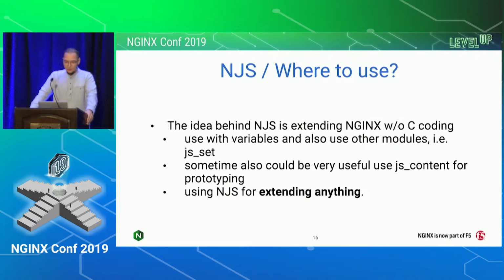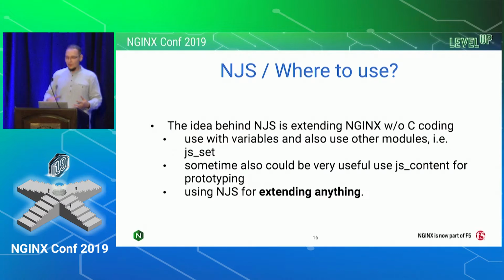Where to use NJS? According to my experience, and probably somebody has their own experience, it's a very nice tool for introducing new variables inside the NGINX configuration. It's really useful for logging, for tracing, and as I showed, for authentication. And you don't need to write your code using the C language. That's important. I'm a C developer and I know how to write C code, but I don't like to do this. Sometimes it's better to use another language. And js_content is also a really nice feature for prototyping, but I didn't have a chance to use it in production.